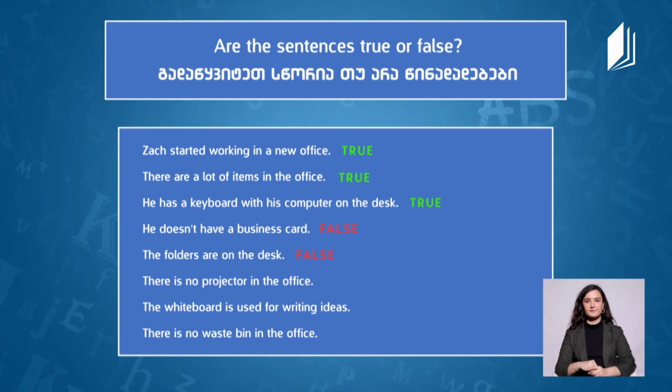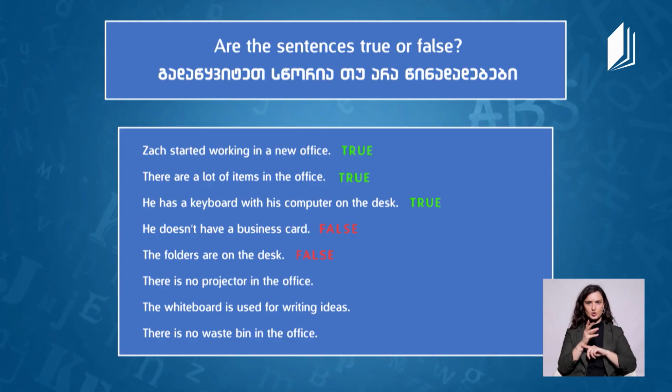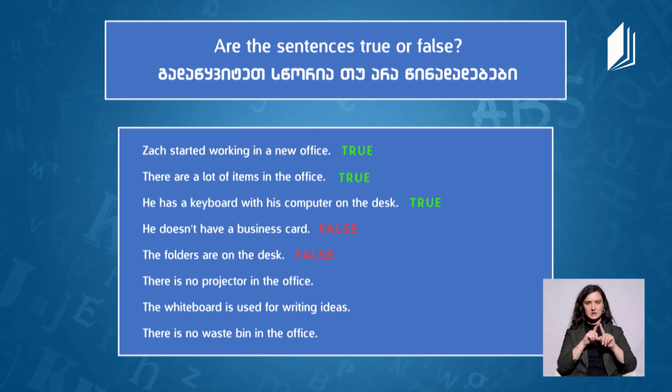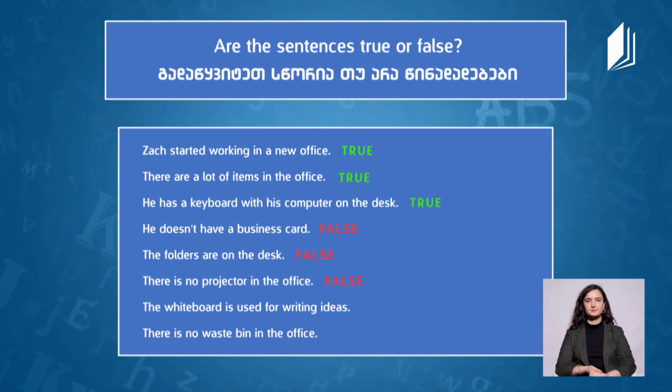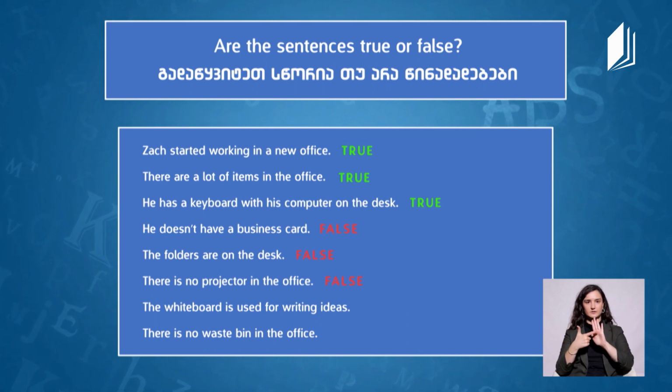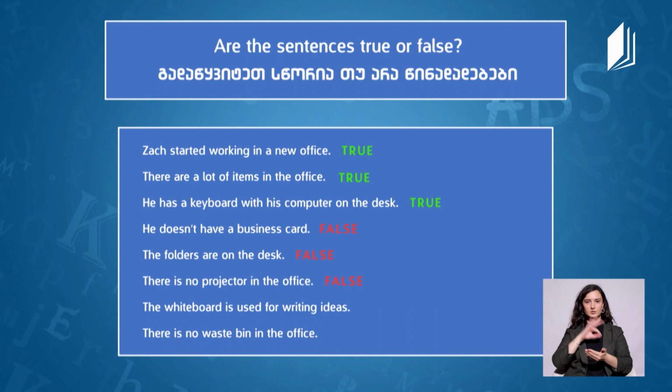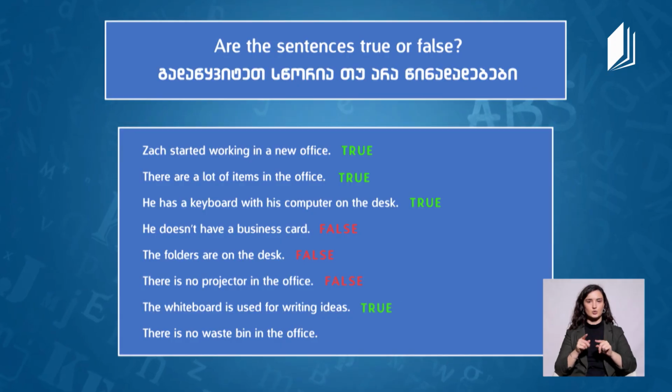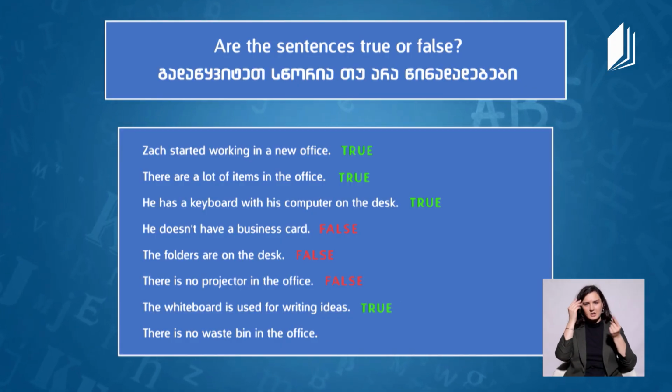Right on. And there is no projector in the office. Was that true or false? Based on the text, I remember that there was a projector in the room. So this sentence is false. And now let's do the next sentence, which is 7. The whiteboard is used for writing ideas. Is this sentence true or false? Oh, that is true because you can write many ideas on a whiteboard.